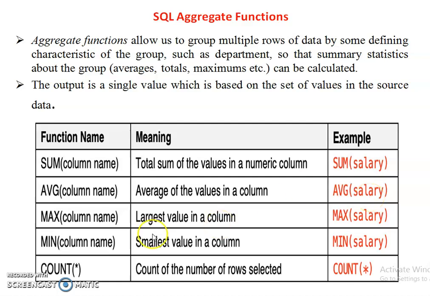And next we discuss the count function. What happens in the count function? This function returns the total number of values of the specified column of a table. It means the count of the number of rows selected. So the function name is COUNT. These 5 aggregate functions are important in SQL.